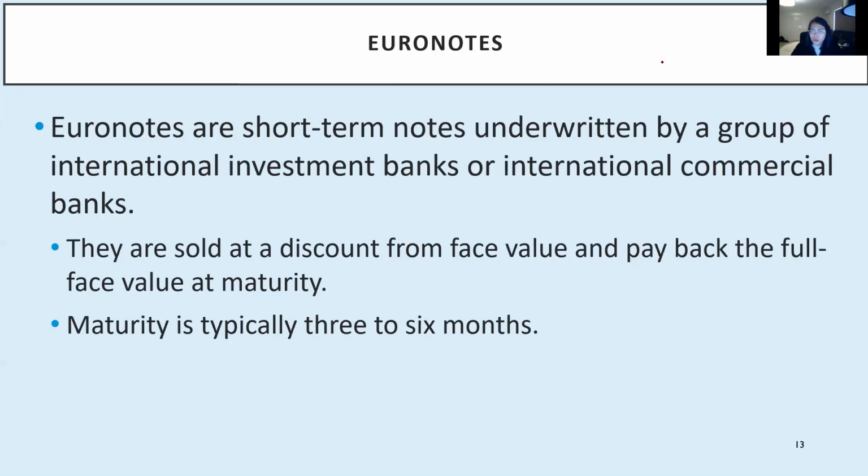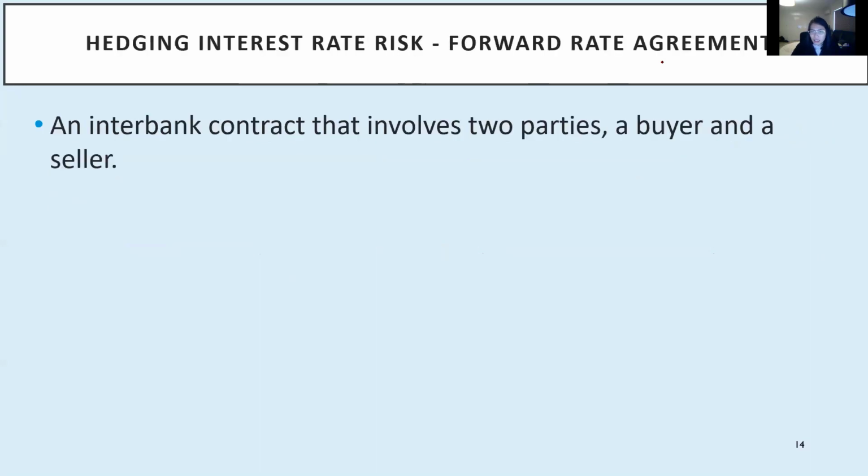So we have introduced a few different types of money market instruments traded in the Euro currency market. In the next slide, we'll talk about how companies or banks hedge their interest rate risk using forward rate agreements. Forward rate agreements are just forward contracts written on interest rates. We have talked about forward contracts before. These are contracts that allow you to fix a rate or a price for a future delivery.